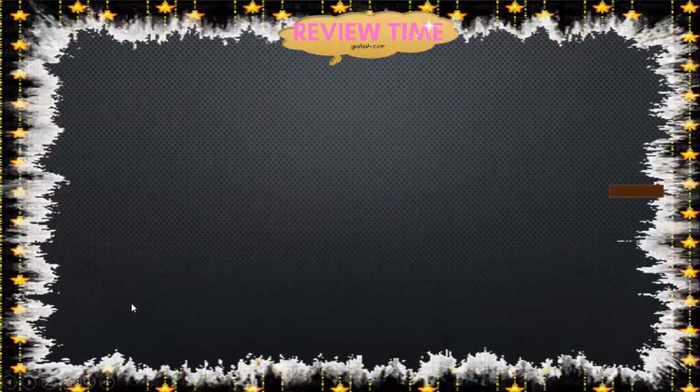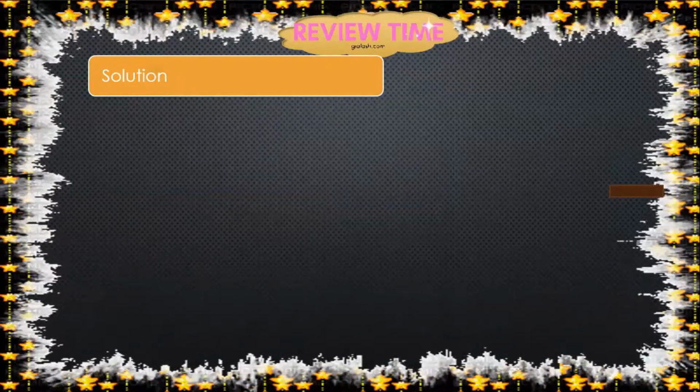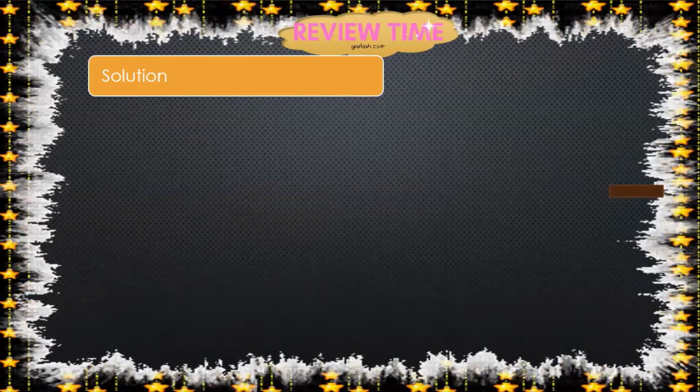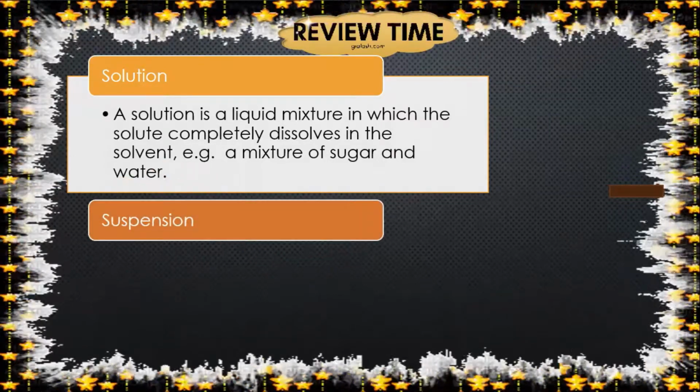So what is a solution, students? When we mix sugar and water, the mixture is clear. We cannot see the sugar in the water, right? So this mixture is called a solution, in which the solute completely dissolves in the solvent. Sugar is considered a solute while water is called the solvent. You can see the mixture of salt and water as well.